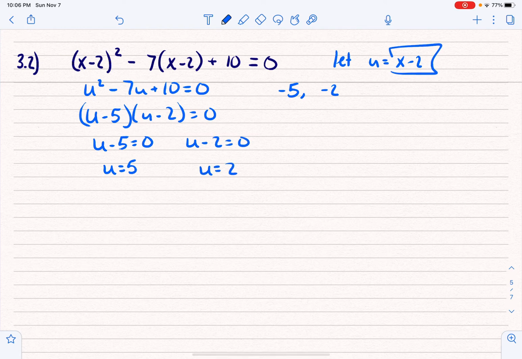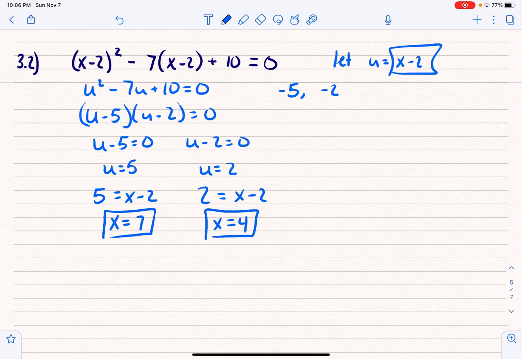And then we plug that back in, and so we get 5 is equal to x minus 2. Add 2 to both sides, and x would have to be 7. Or we get 2 is equal to x minus 2. Add 2 to both sides, and x is equal to 4. So those are the two possible solutions that will make this work.